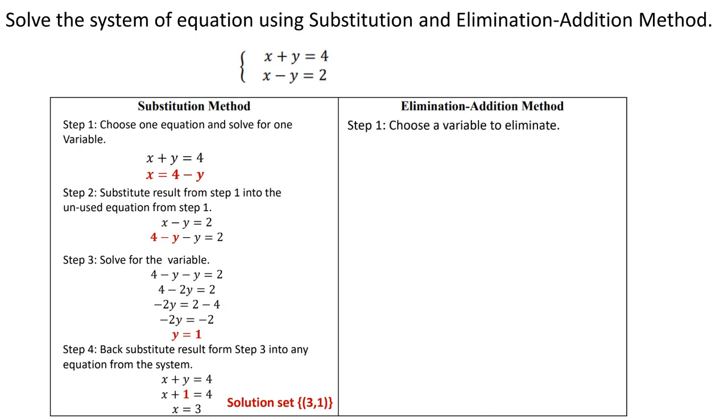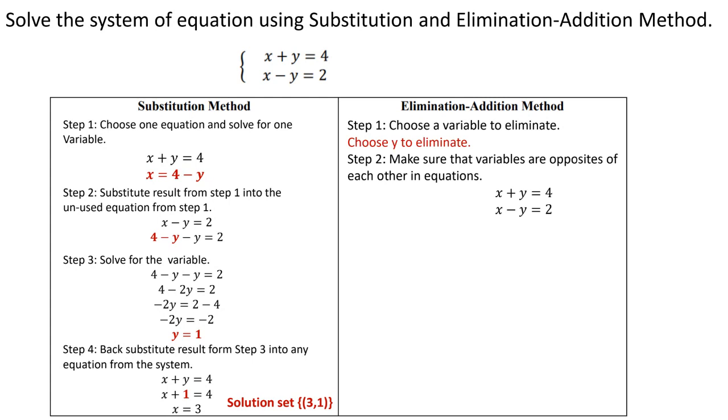And so the first step for this method is to choose a variable to eliminate. So this is the opportunity to get rid of that variable that you don't like. If you don't like x, you can get rid of the x. If you don't like y, you can get rid of the y. I'm going to choose to eliminate y.